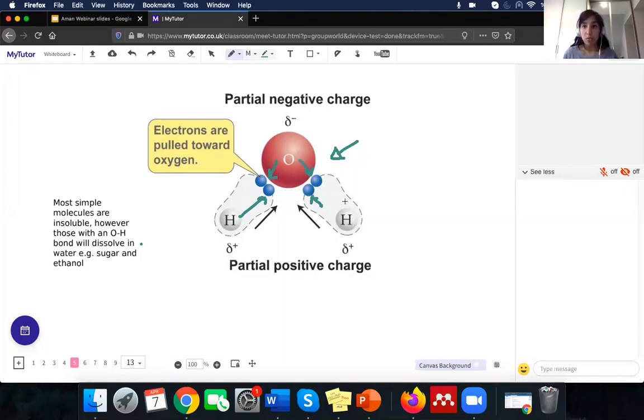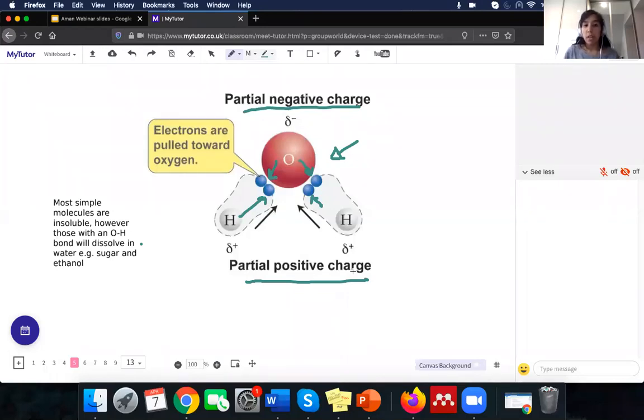Normally, in molecules, they're completely shared evenly, so there's no charge. But in water, there's an exception, in that the electrons are slightly closer to oxygen than hydrogen. What that means is that oxygen has a very slight partial negative charge, and hydrogen has a partial positive charge. So again, the electrons are pulled slightly closer to oxygen. That means there's slightly more electrons towards oxygen, so it's slightly more negatively charged, and they're slightly further away from hydrogen, and therefore it has a slight positive charge. And that is why water has a charge, but most simple molecules are insoluble.